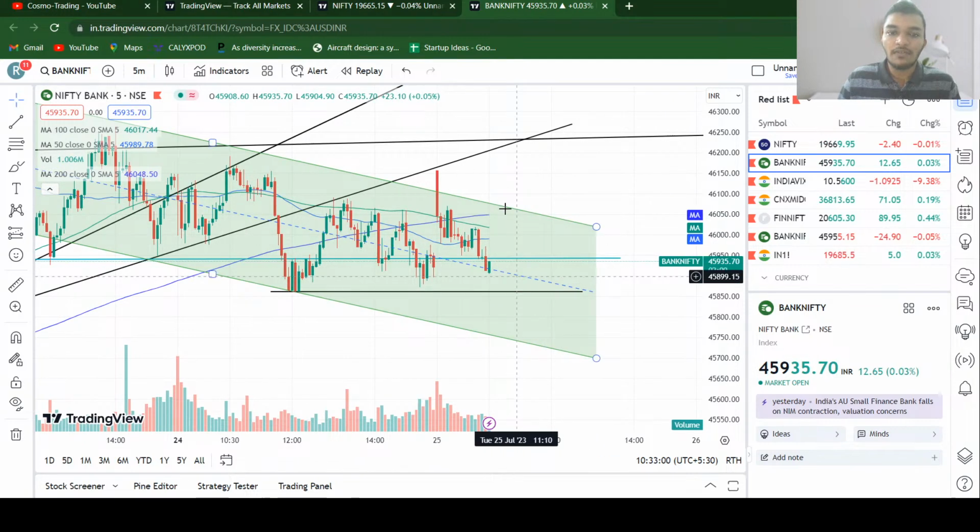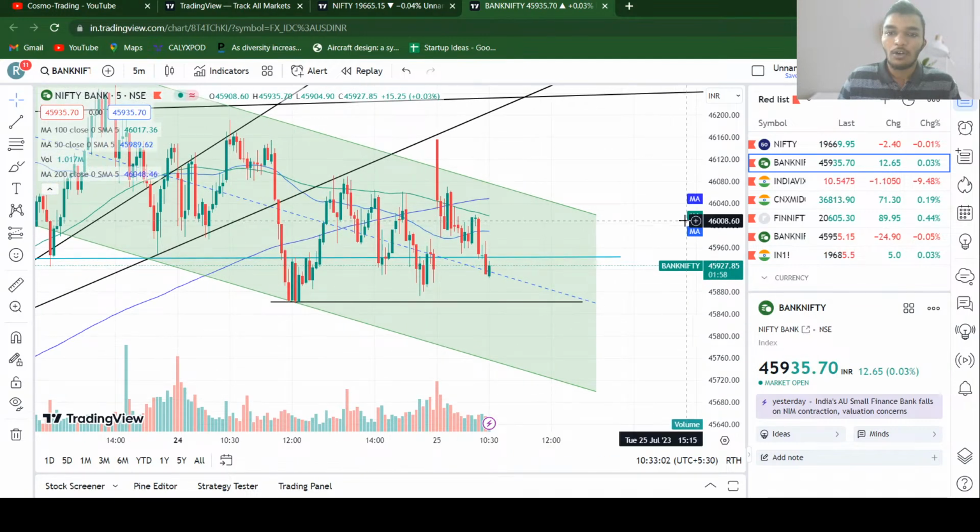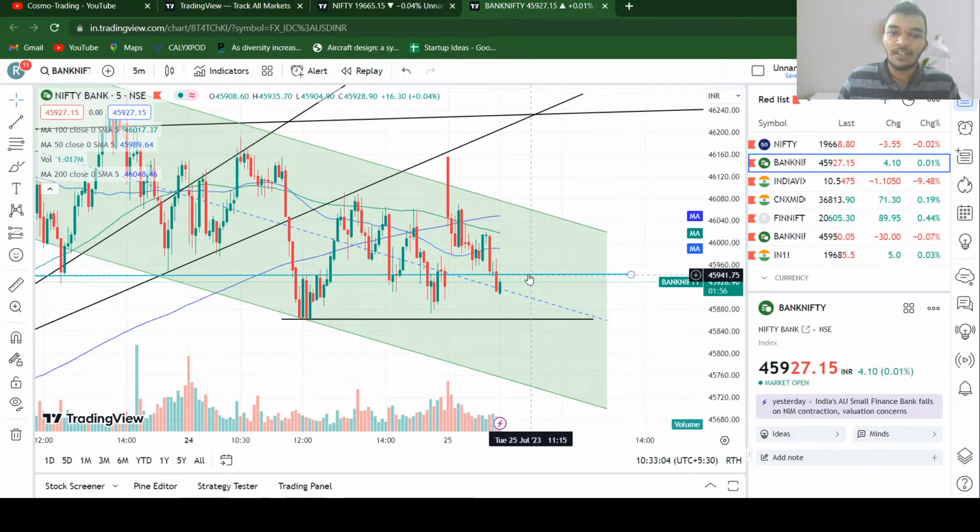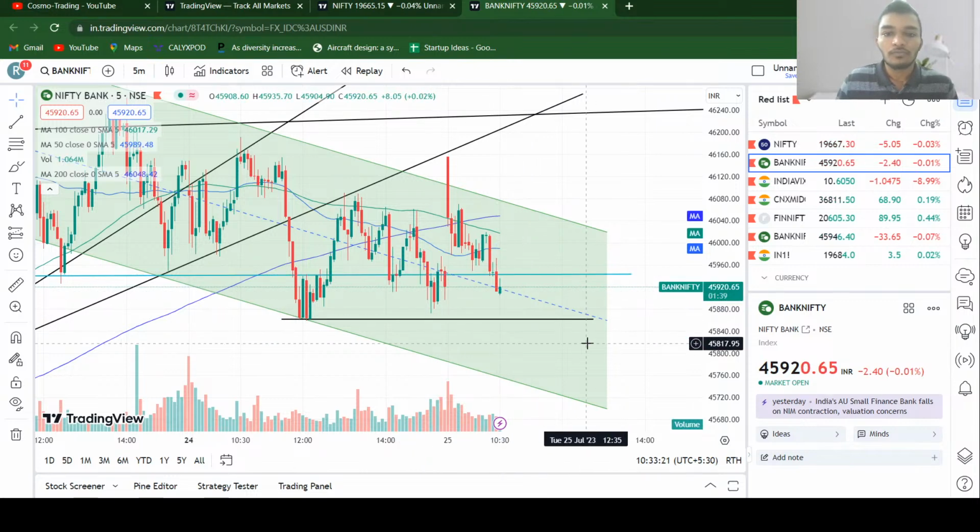So this is the reflex I am talking about on Bank Nifty. Bank Nifty will again try to test the 45,940 area. If it sustains somehow or manages to get above the 45,940 area, then it will try to consolidate and eventually waste your time. So you will face that as well.